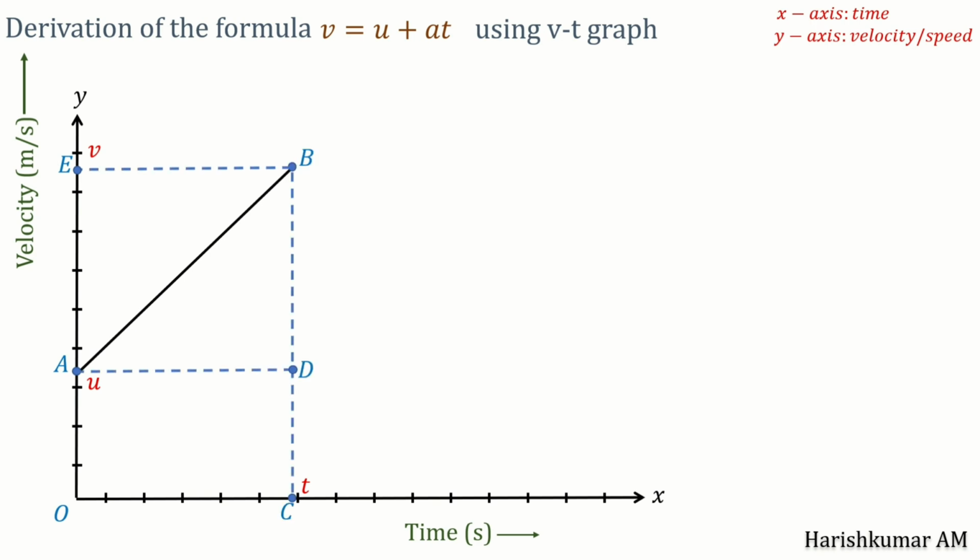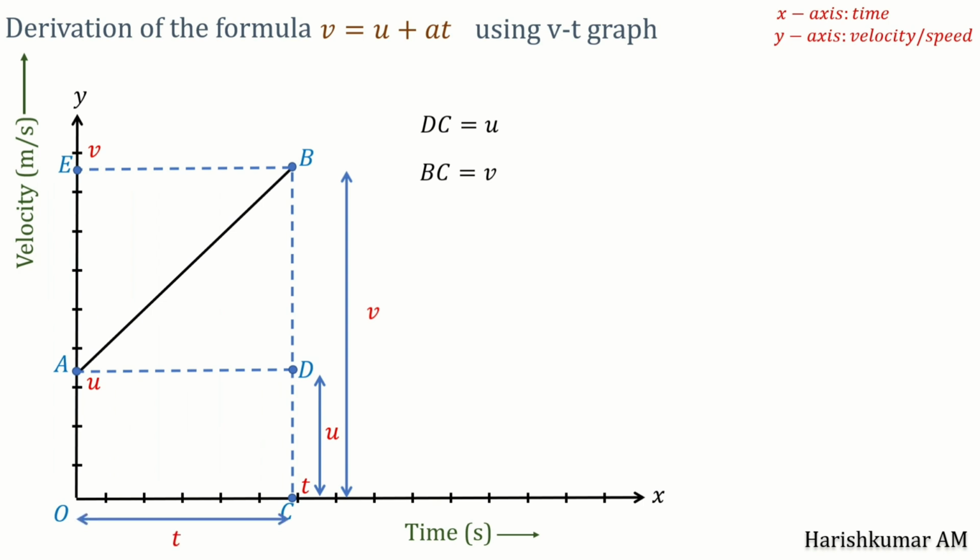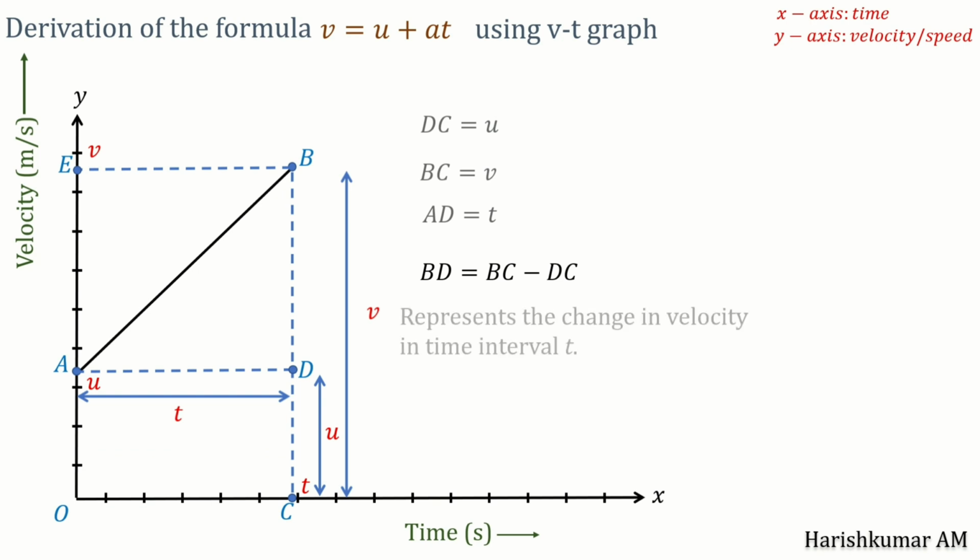Let us have some construction part here. Now OA represents u and OA is equal to DC. OE represents v and OE is equal to BC. OC represents t and OC is equal to AD. Now BD is equal to BC minus DC, which represents the change in velocity in the time interval t.